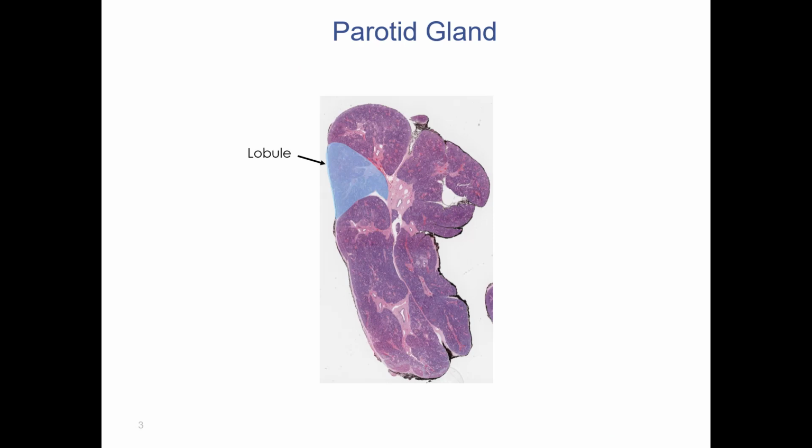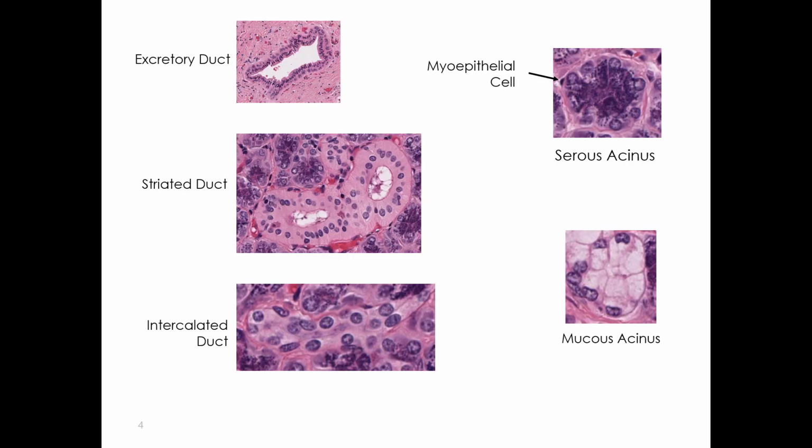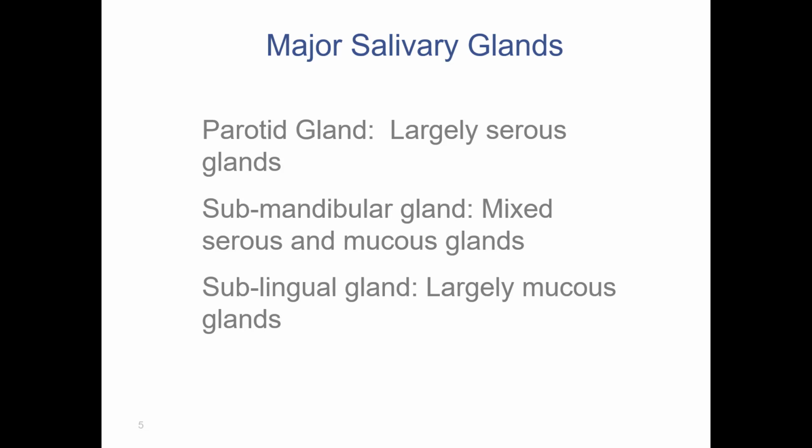Here I have a parotid gland with the lobule shaded in blue. This is a summary slide showing the excretory duct, striated duct, intercalated duct, serous acinus with myoepithelial cell, and a mucus acinus. The major salivary glands are the parotid gland, submandibular gland, and sublingual gland.